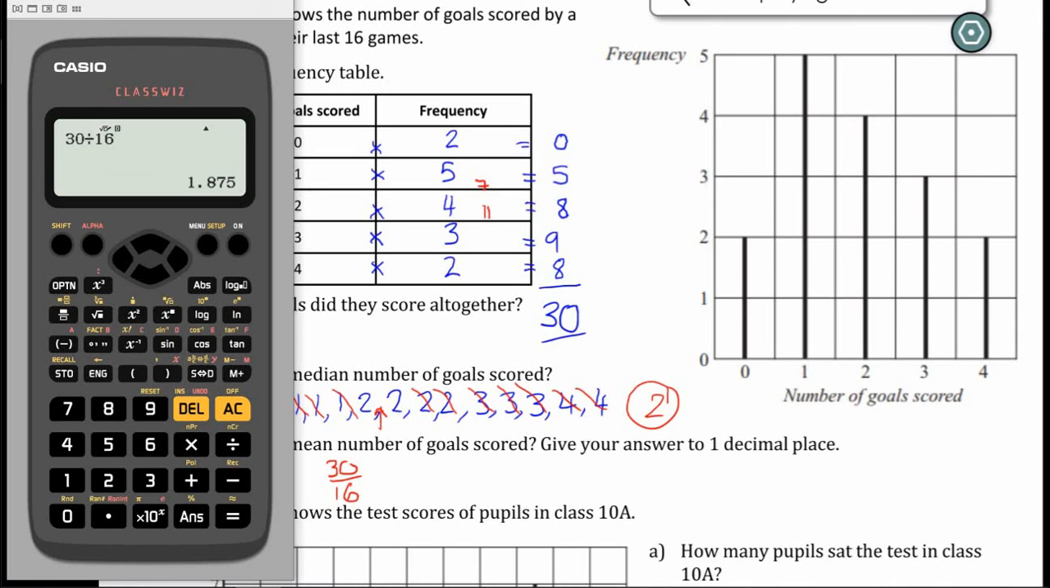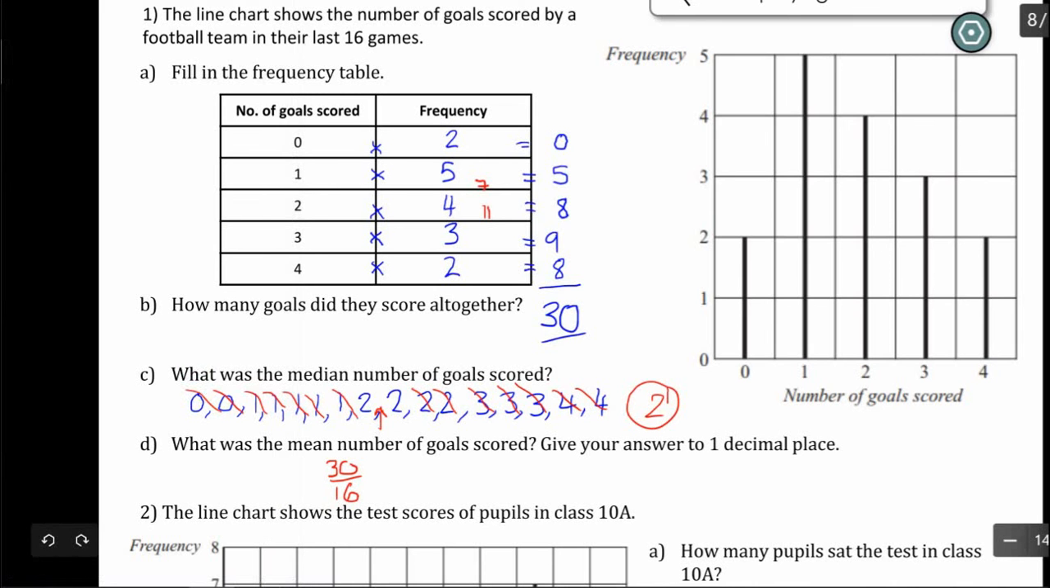And 1 decimal place, so 1.9 is what that would round to. Okay.